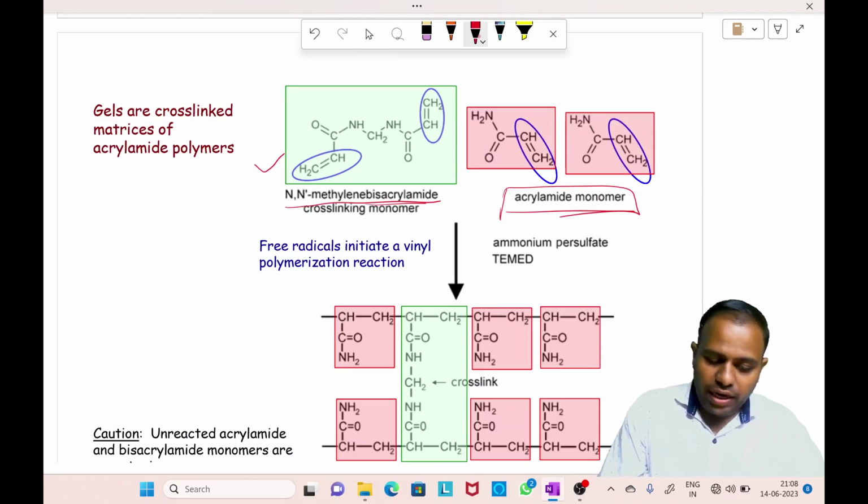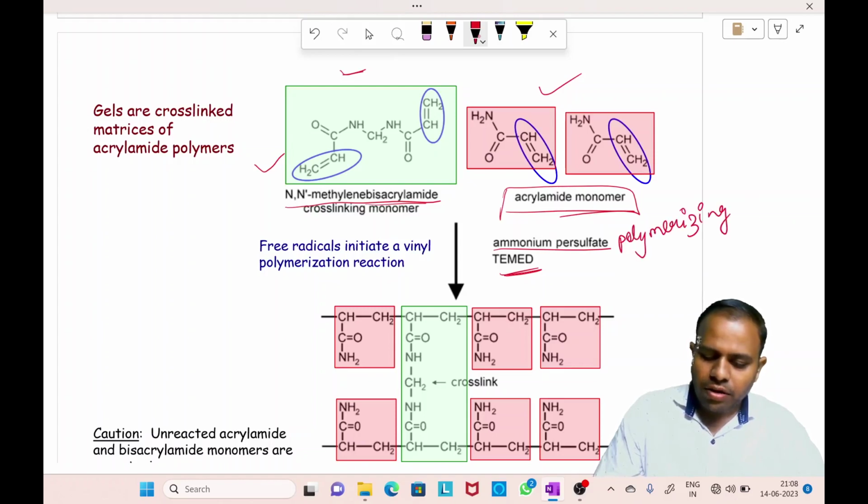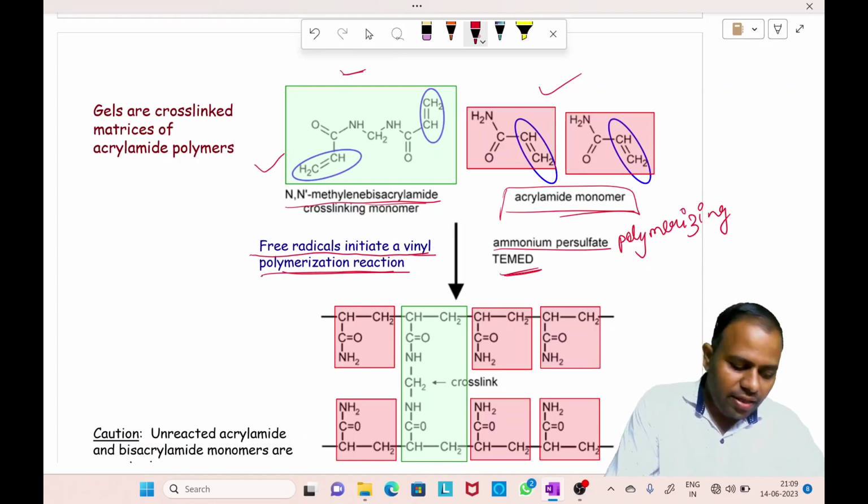Initially these two components are separate. In a solution, even when they are mixed together, they still remain separate. But when you add TEMED and ammonium persulfate, it starts catalyzing, or polymerizing. The ammonium persulfate provides the free radical that initiates a vinyl polymerization reaction. It is a vinyl polymerization reaction initiated by the persulfate radical.